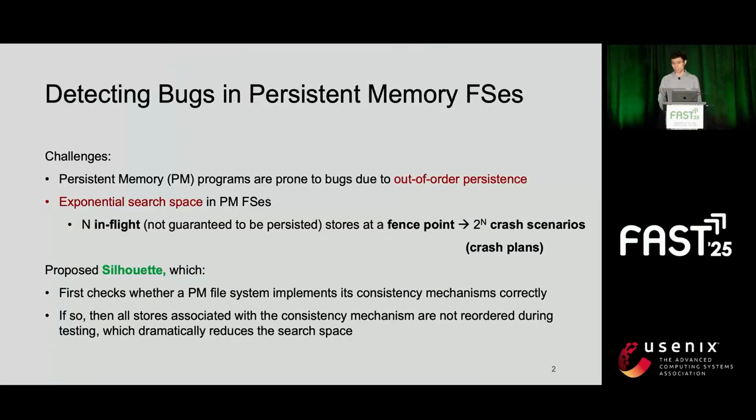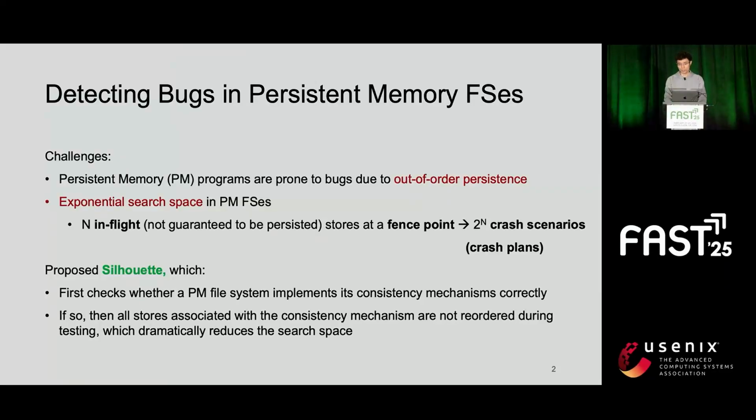It's challenging to detect bugs in P-memory-based file systems. First, P-memory programs are prone to bugs due to out-of-order persistency. Second, the number of possible query scenarios grows exponentially with the number of in-flight stores. We call in-flight stores the stores that are not guaranteed to be persisted to the device. Suppose we have n in-flight stores at a fence point. There could be at most 2 to the power of n query scenarios. We name it the query plane. So it's prohibitive to explore them exhaustively because of the large search space.